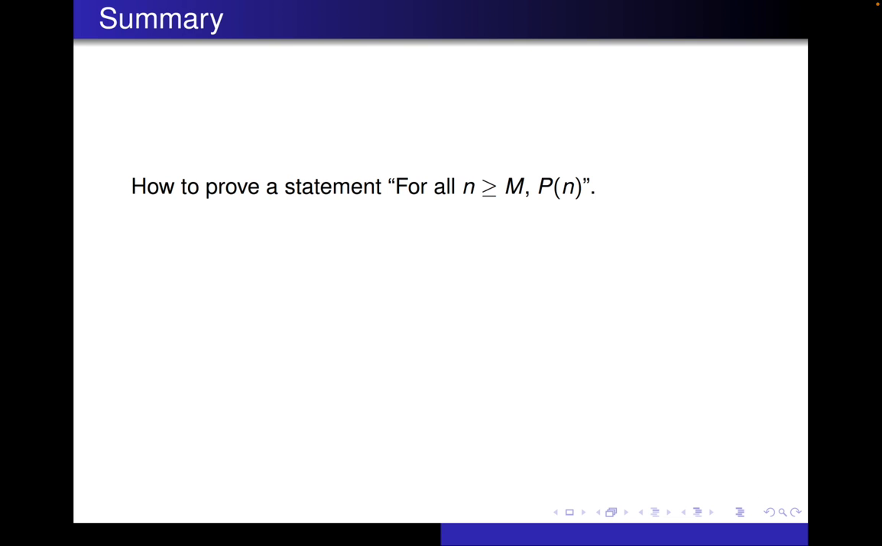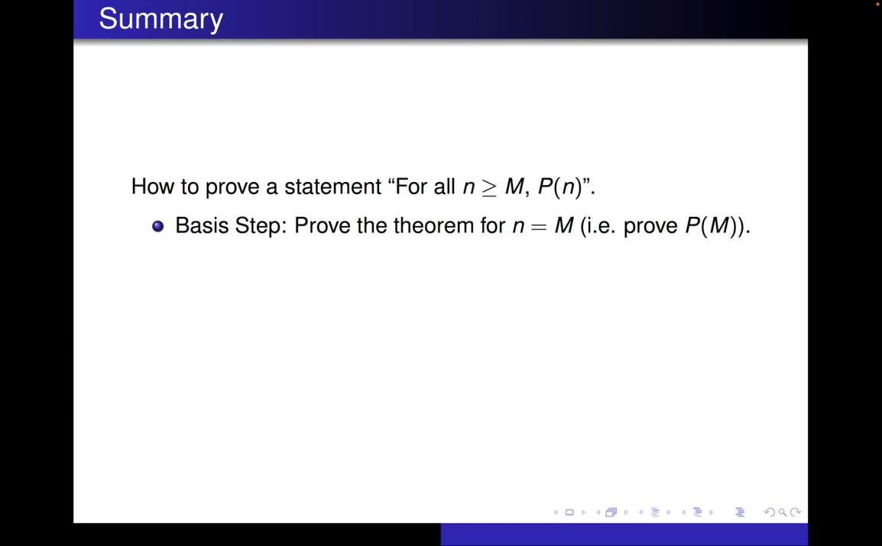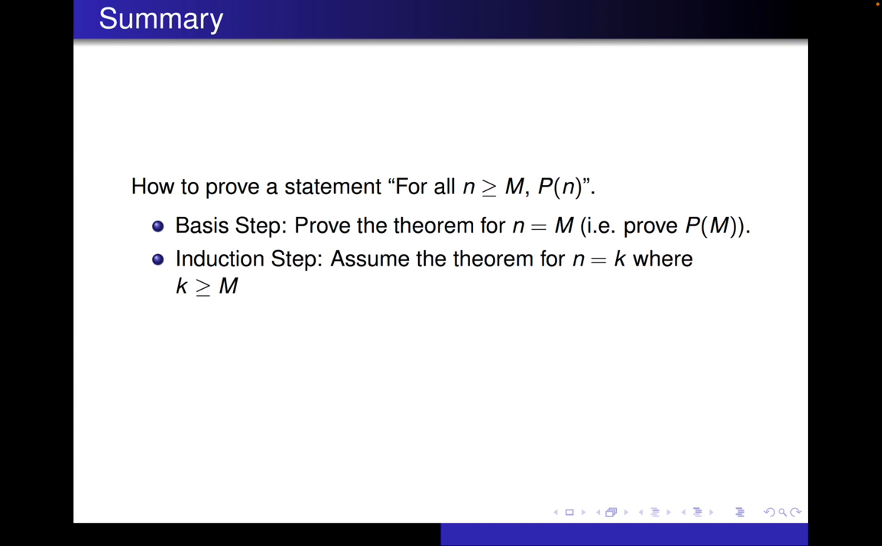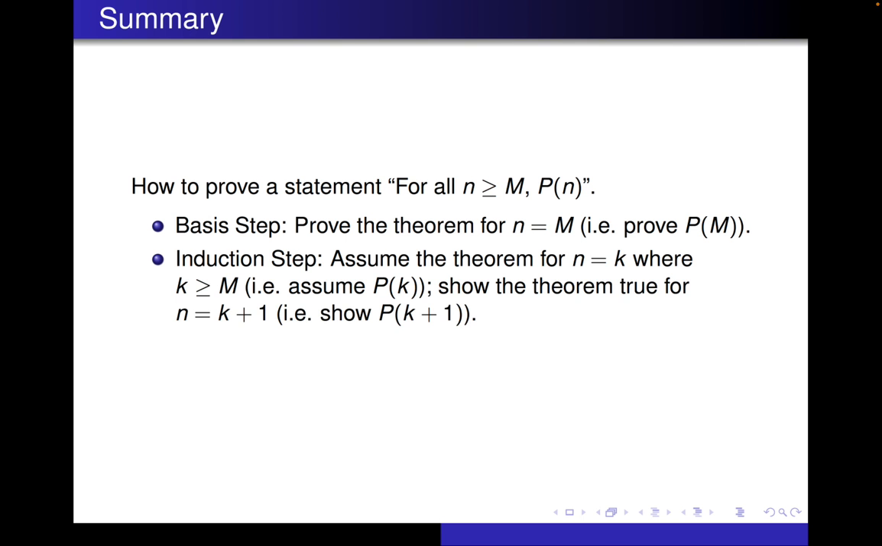All right, so in general, if we want to prove a statement that looks like for all n greater than or equal to m, p of n, where p of n is some open sentence, our basis step is to prove the theorem for n equals m. In other words, prove p of m. The induction step is to assume that the theorem is true for n equals k, where k is at least m. In other words, assume p of k. And then you're going to show the theorem is true for n equals k plus 1. In other words, we're going to show p of k plus 1.